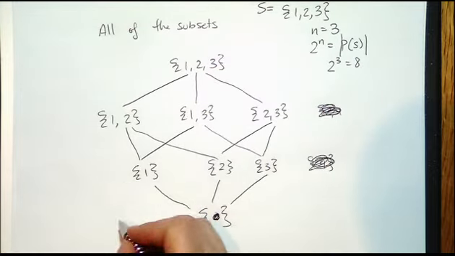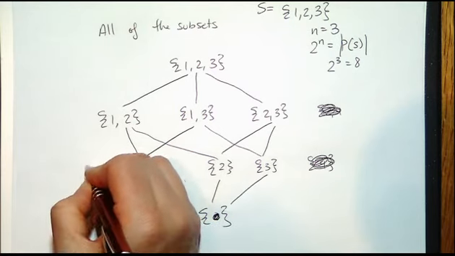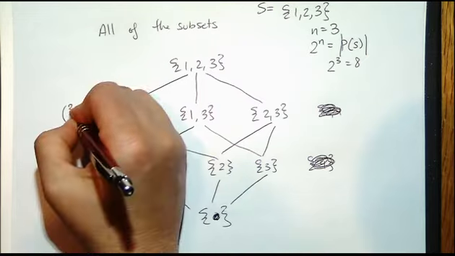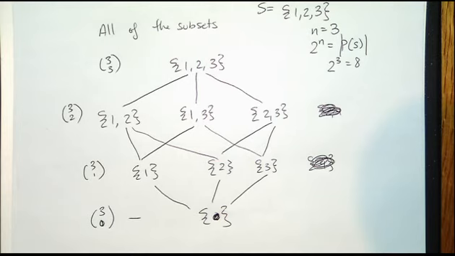So the number of elements on each level is 3 choose 0, 3 choose 1, 3 choose 2, and 3 choose 3. So this is just a picture of the proof that if you add up all these numbers, it goes to 2 to the n. Yes? This is a Hasse diagram, and the subset relation is a partially ordered set.